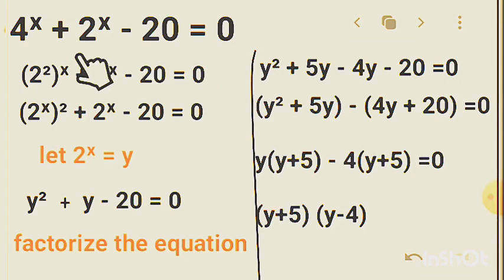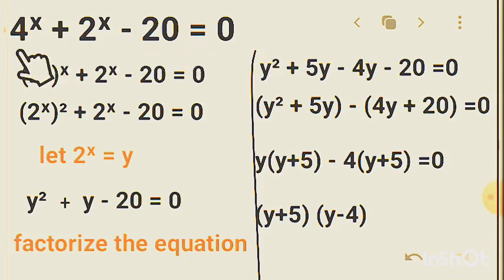Now for this equation, we are going to be looking for x, and as you can see, it is in the form of a quadratic equation. This particular exponential equation is going to give us a quadratic equation, but don't worry, it is very simple. So we have 4 raised to the power x plus 2 raised to the power x minus 20 is equal to 0.